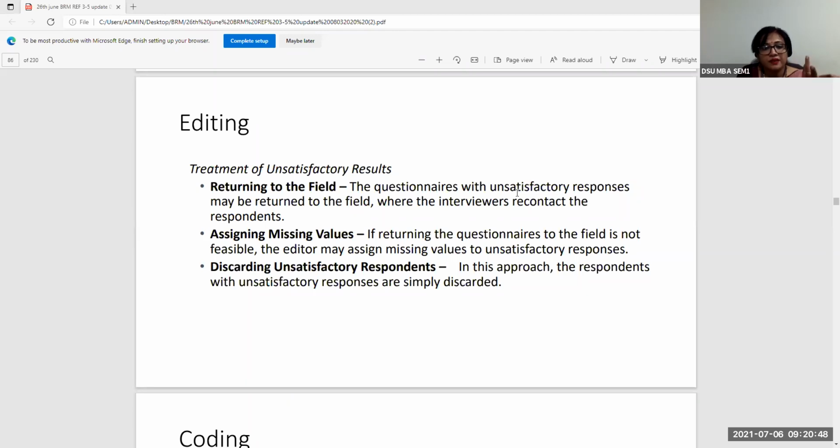Now, what is the third and the last option for editing? You could discard unsatisfactory respondents' questionnaire responses. So in this response, what happens? Respondents with unsatisfactory responses are simply discarded, the case-wise deletion.